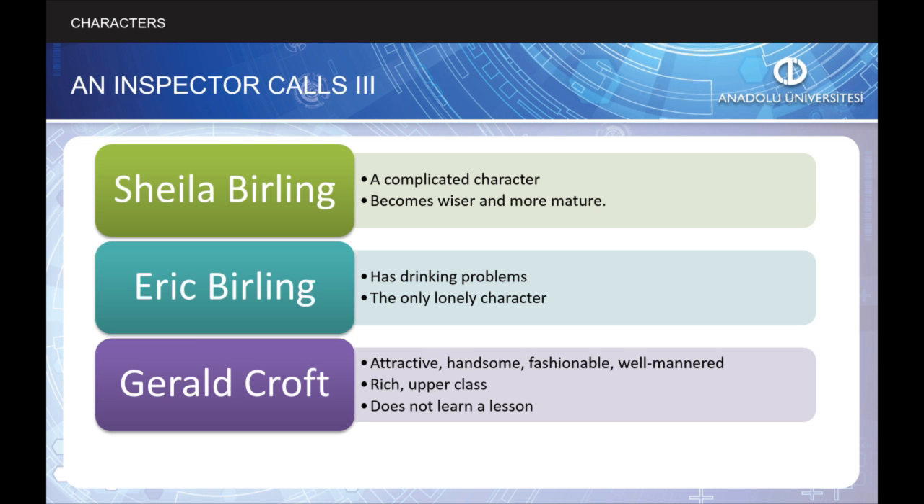When we come to the last significant character, Gerald Croft, we can say that Gerald Croft is a young, attractive, handsome, fashionable, and well-mannered man who comes from a rich upper-class family. Like Mr. Birling, he doesn't want to learn a moral lesson and tries to preserve his prestige in society. That's why Gerald and Mr. Birling are alike.